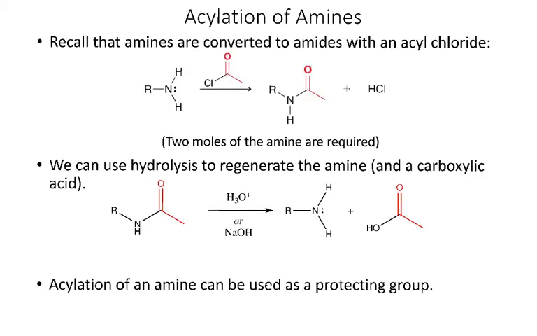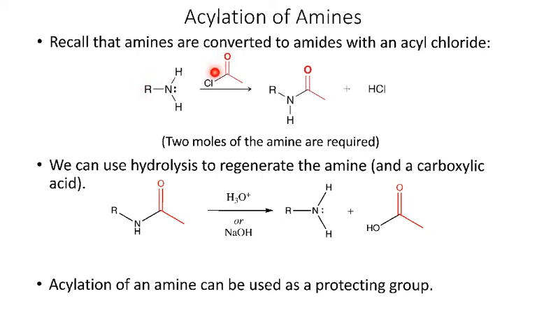In this video, we're going to talk about acylation of amines. In the carboxylic acid derivatives chapter, we learned ways to make amides. One way to make an amide was to use an acid chloride and then react that with two equivalents of the amine. And that will give us the amide.